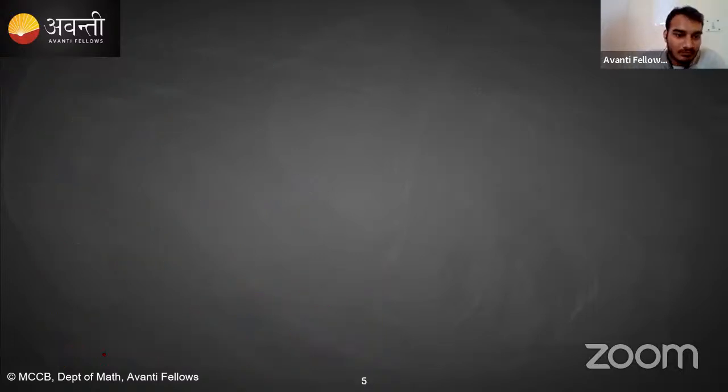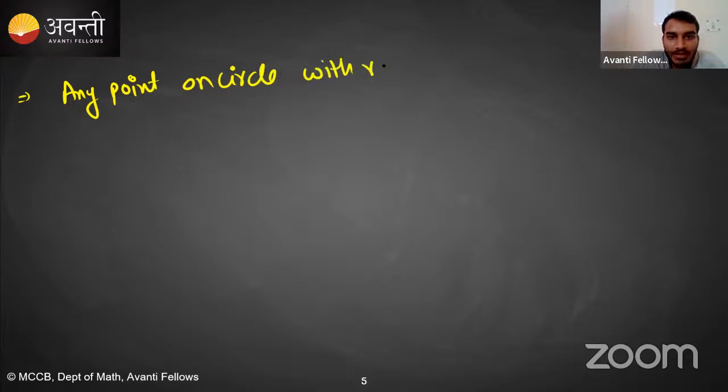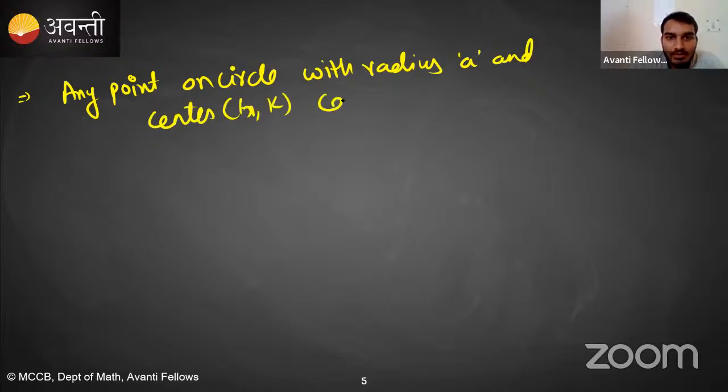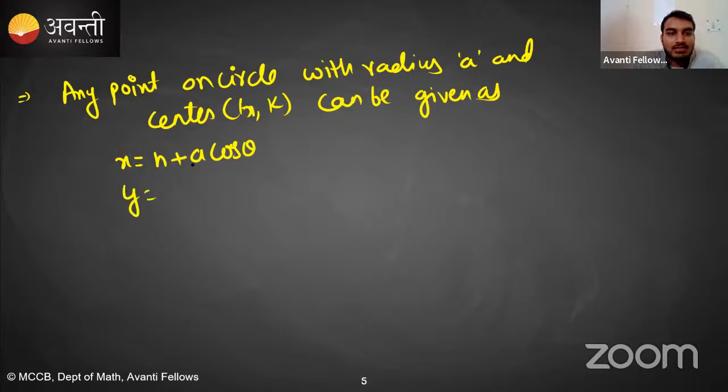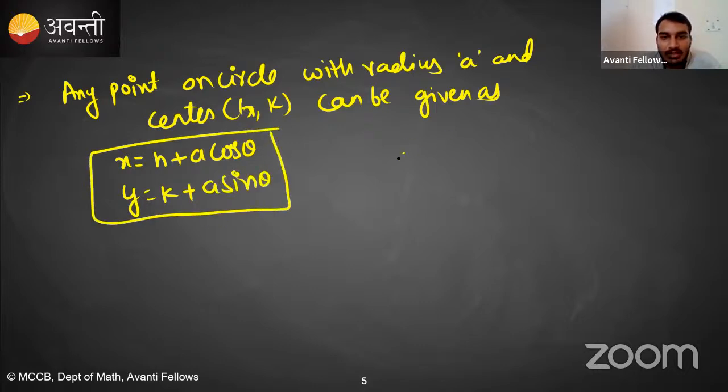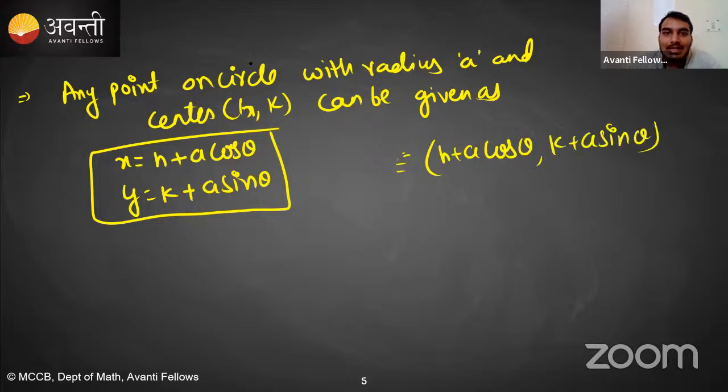So I just write down here: any point on a circle with radius a and center h comma k can be given as: x coordinate can be given as h, the center's x coordinate, plus a cos theta, and y coordinate can be given as the y coordinate of the center plus a sin theta, where a is the radius. So the general point is h plus a cos theta comma k plus a sin theta. Is that clear, everyone?